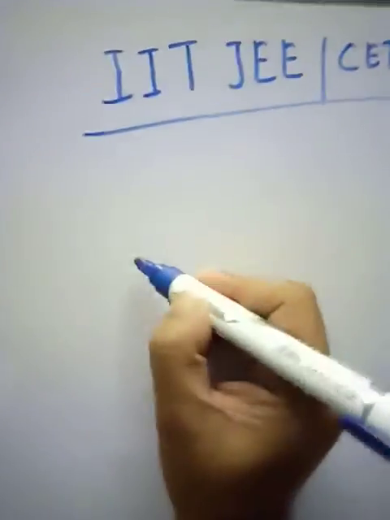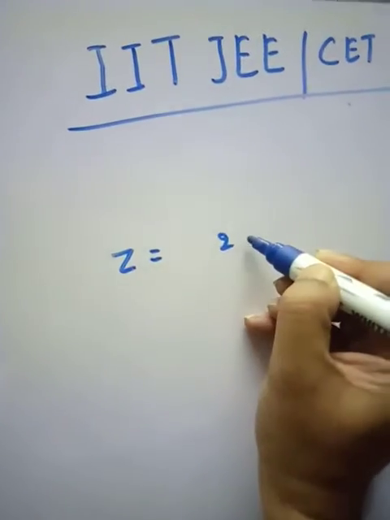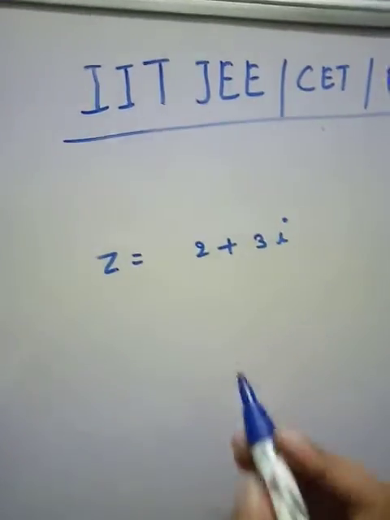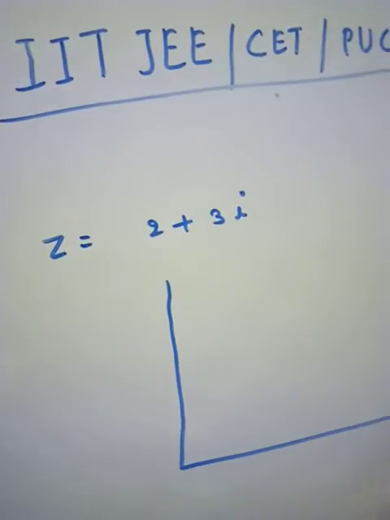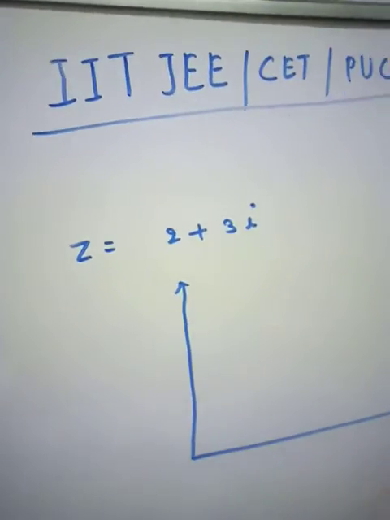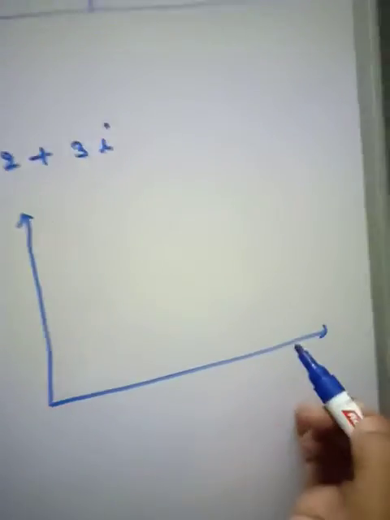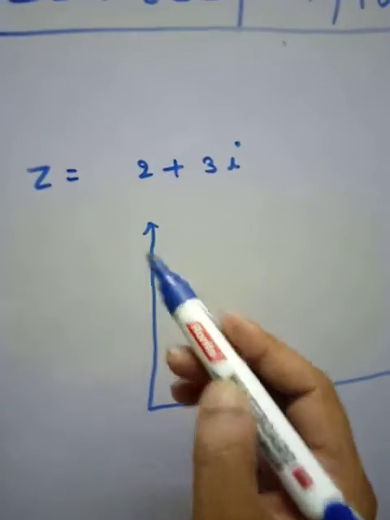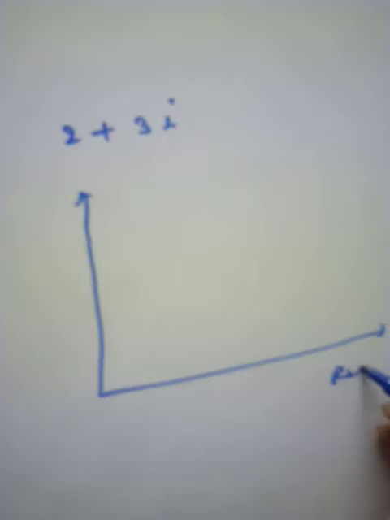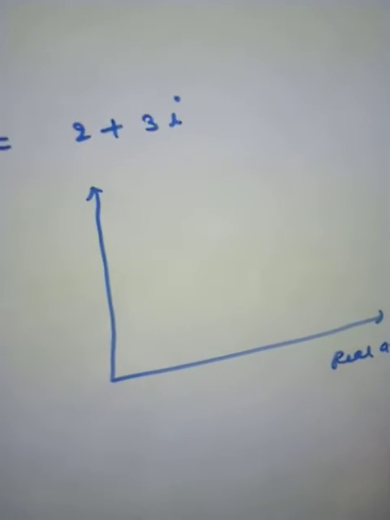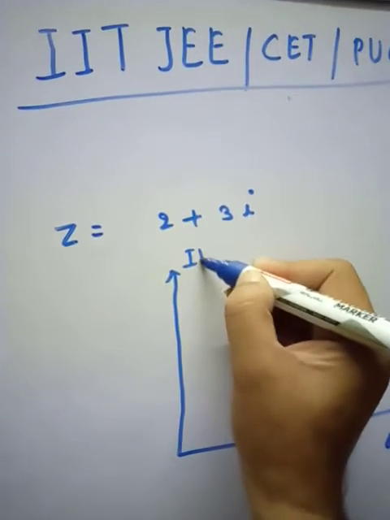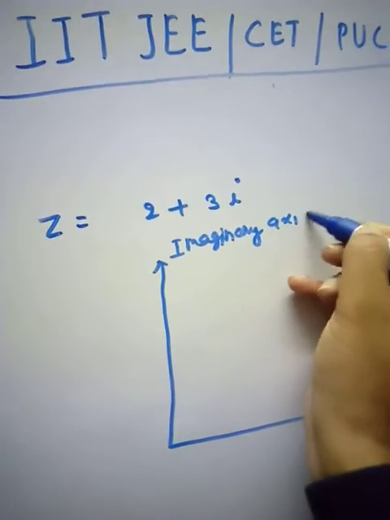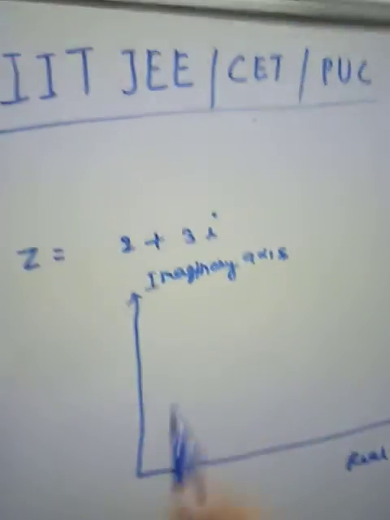Suppose we have z equal to 2 plus 3i. What is the meaning of this? It means we have to represent this point in the Argand plane. Like we say x axis, y axis, in a complex number our x axis will be the real axis and the y axis will be the imaginary axis. So this will be the real axis, and this will be the imaginary axis.